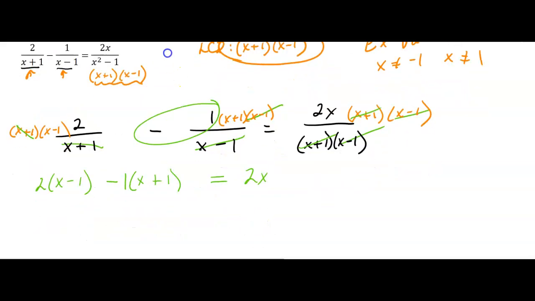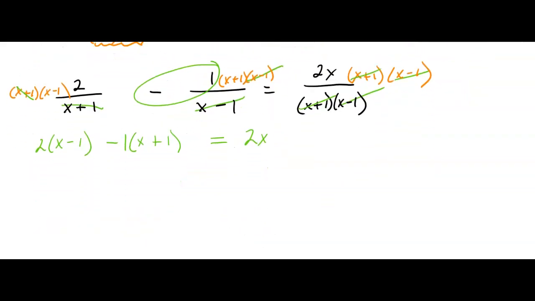All right. So now it is a linear equation. We worked with these earlier in this section. There's no denominators, but we do have to distribute. So we're going to get 2x minus 2, negative x minus 1 equals 2x. We'll simplify. So 2x minus x is just x, minus 3 equals 2x.